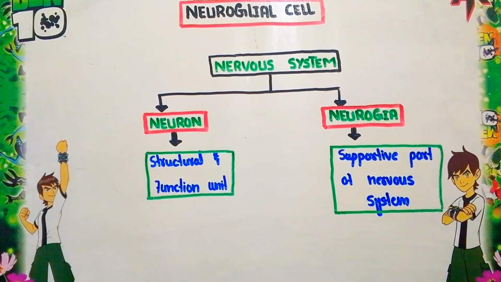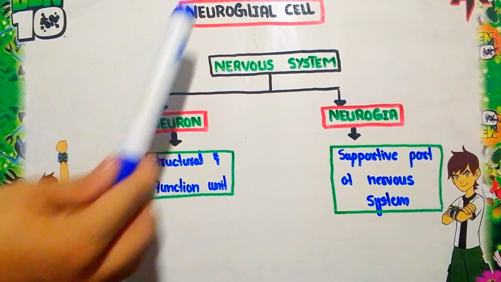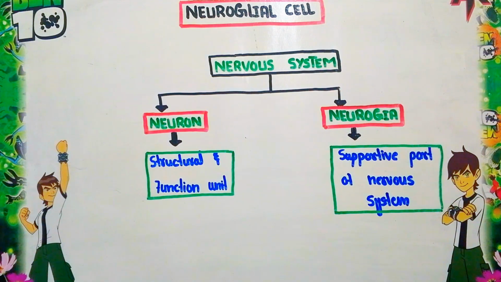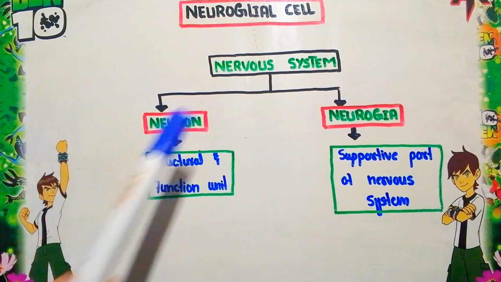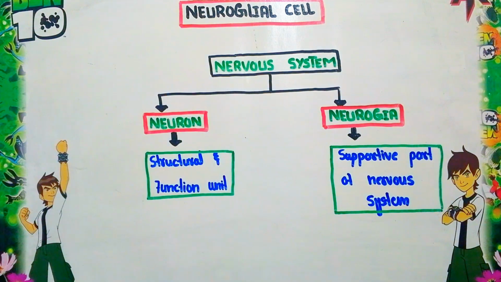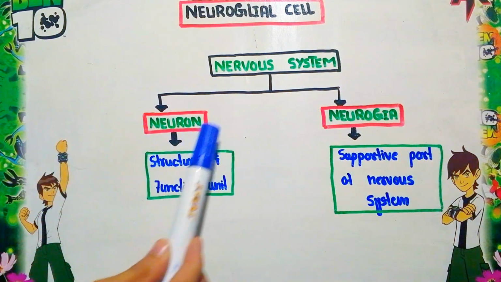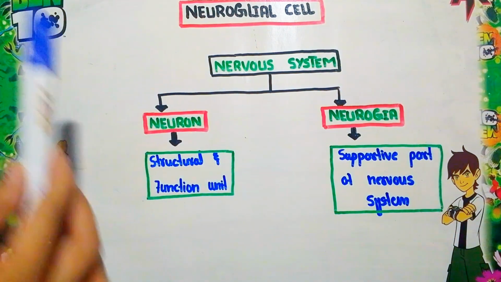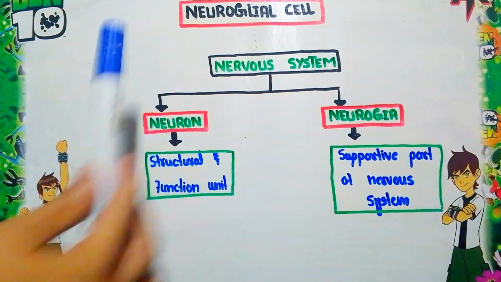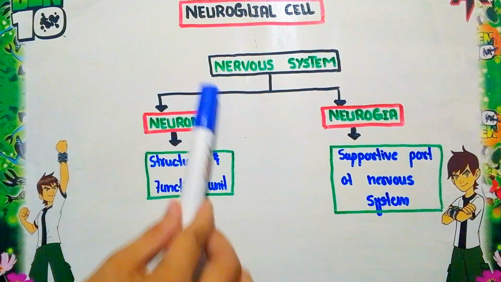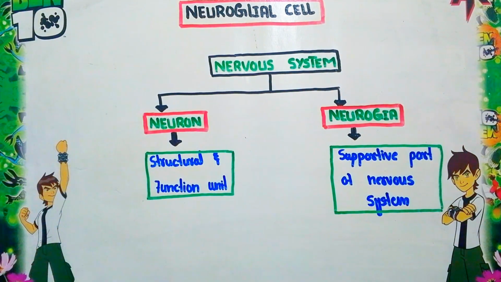Guys, in this video lecture we will discuss the neuroglial cell. So first of all, what is the neuroglial cell? As we know, our nervous system mainly controls most of the activity of our body. This nervous system is mainly composed of two parts. The part that mainly provides the structure and functional support to the nervous system is called the neuron.